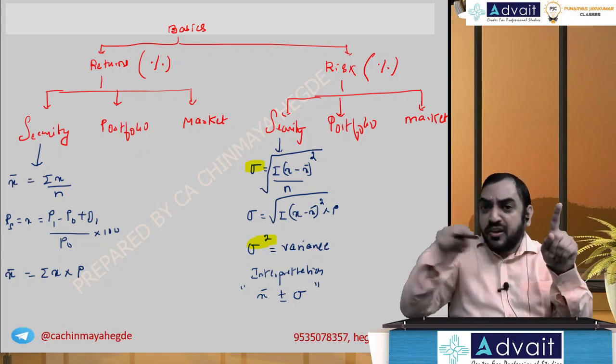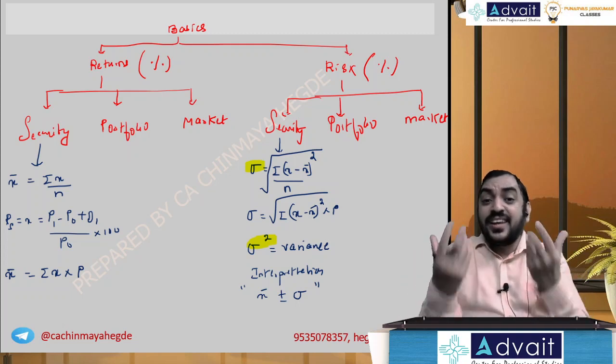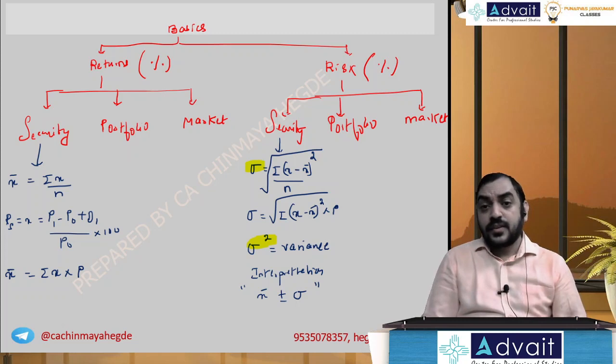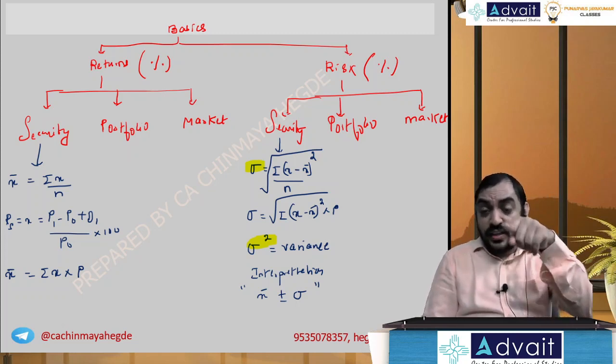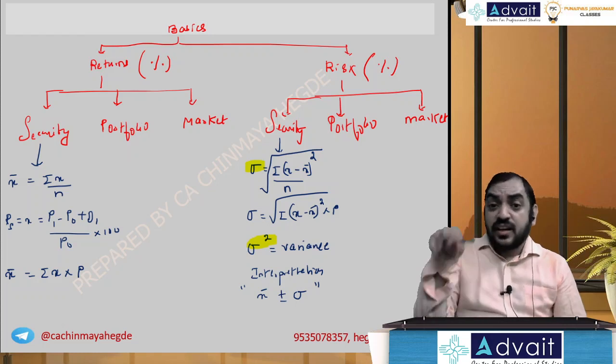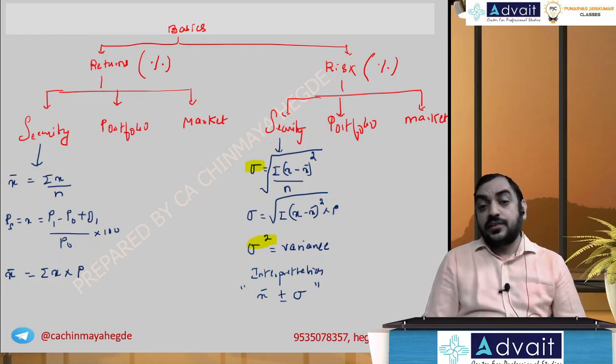30 is one side, 40 is another side. But what is the area of the site? 30 into 40, 1200 square feet. That length, 30-40, that is standard deviation. And the area, 1200, is variance.